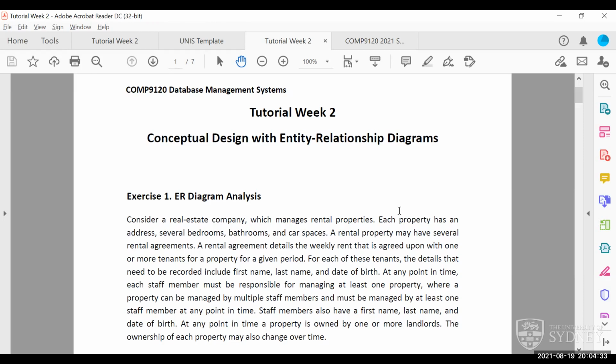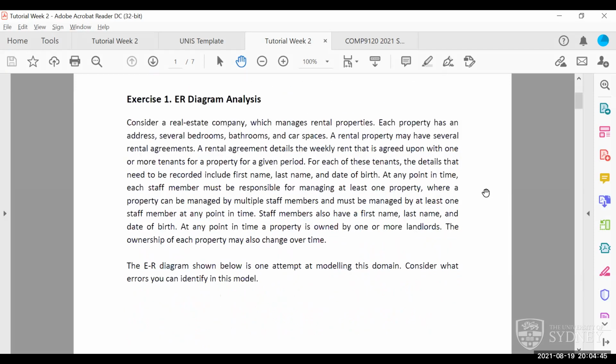In that ER diagram, we will be asked to find mistakes or errors based on the given scenario or story. We're given a short story about a real estate company, and based on this story, we will need to identify any mistakes or errors in the model.